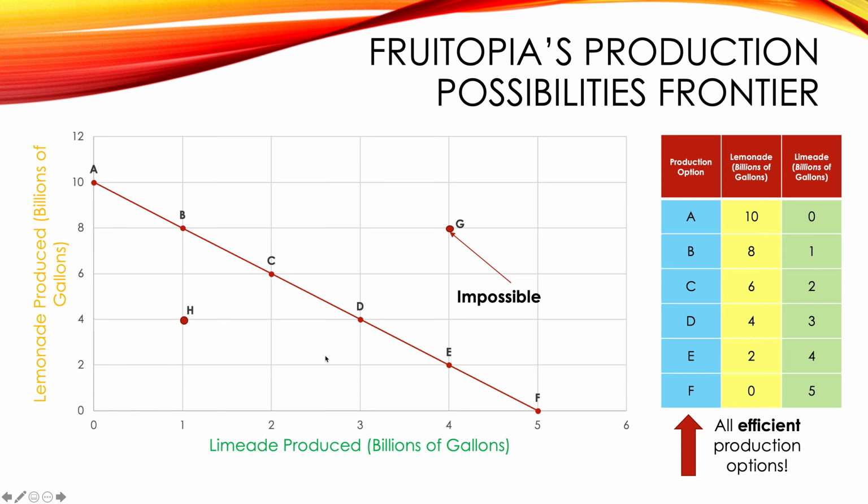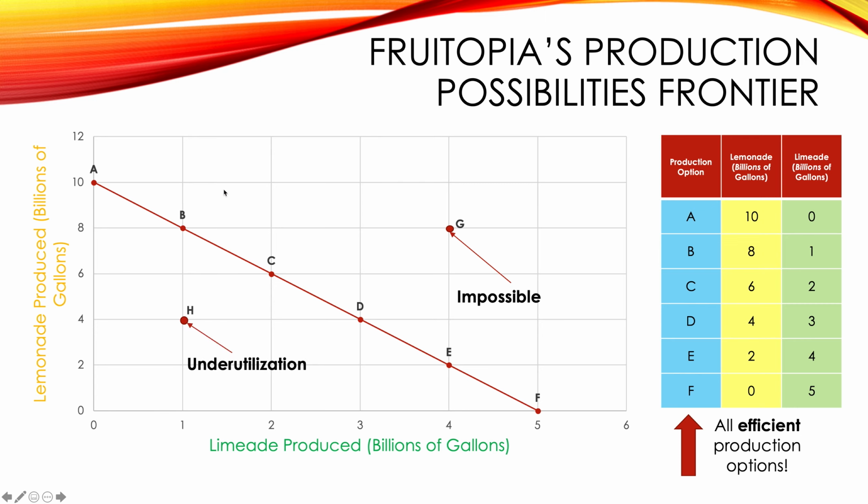Well, what about this point, point H? Point H, you've got 4 billion gallons of lemonade and 1 billion gallons of limeade. Is point H possible? The answer to that question is yes. This point is possible, because if they're producing 4 billion gallons of lemonade, they could actually be producing 3 billion gallons of limeade. This point is possible, but it's not ideal.